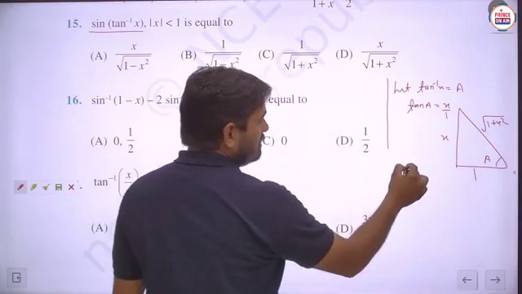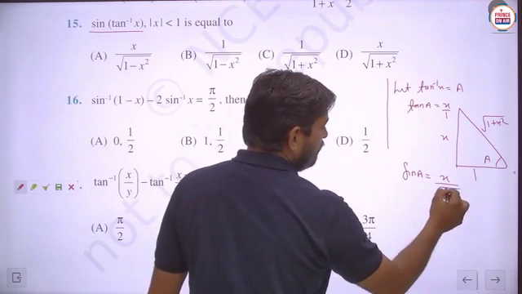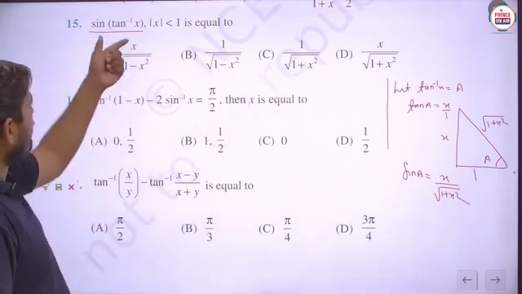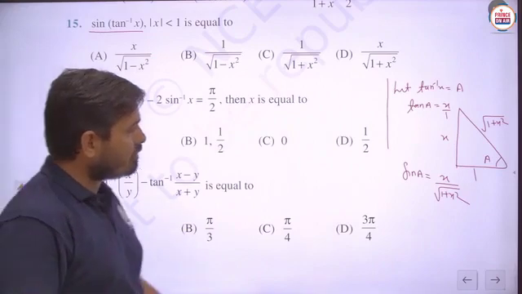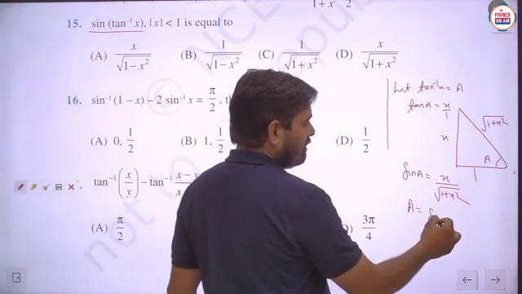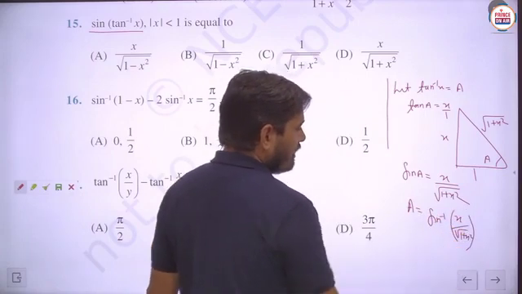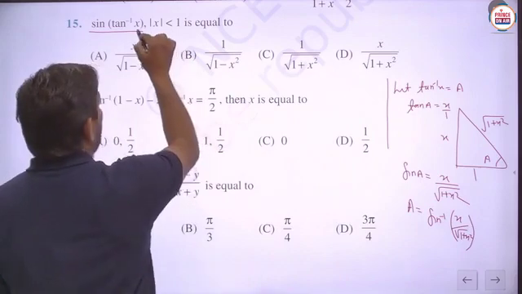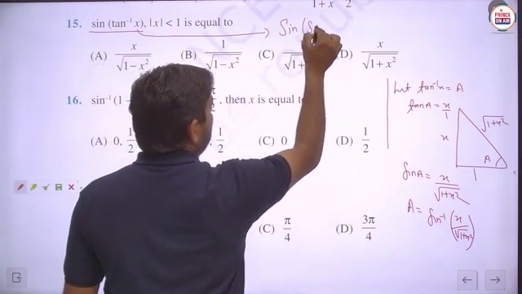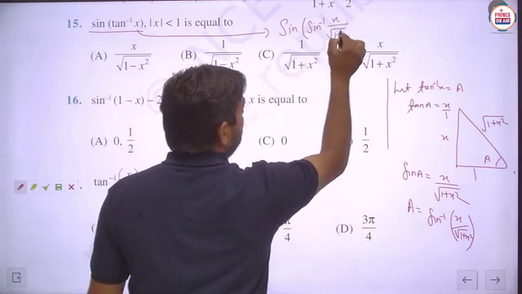Now what should be the sine a? So sine a is x upon under root of 1 plus x square. So definitely if we have to write this tan inverse in terms of sine, then this a will become sine inverse of x upon root 1 plus x square. So finally if we write down this thing, then this tan inverse will be written as sine inverse of x upon under root 1 plus x square.